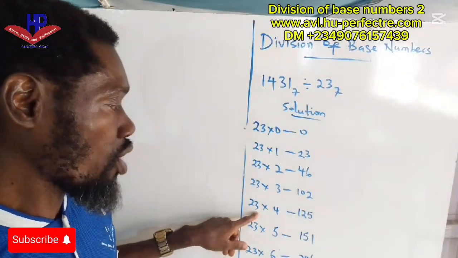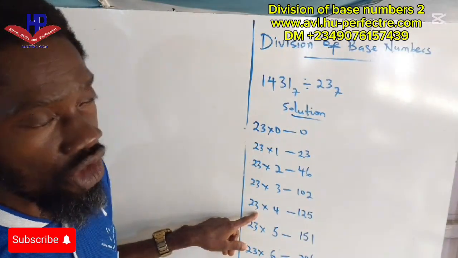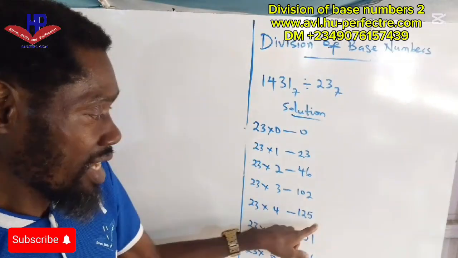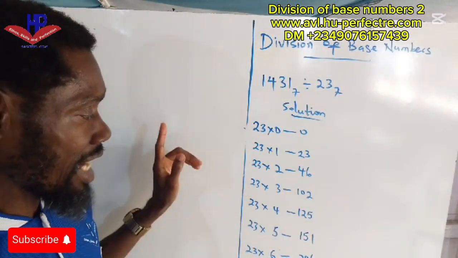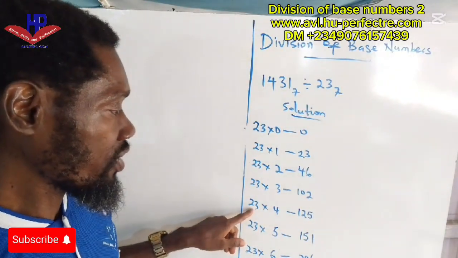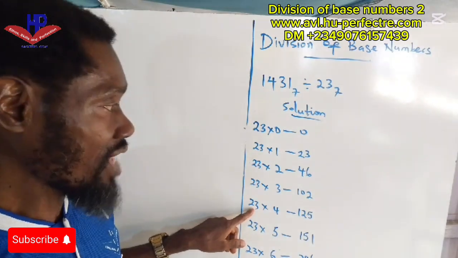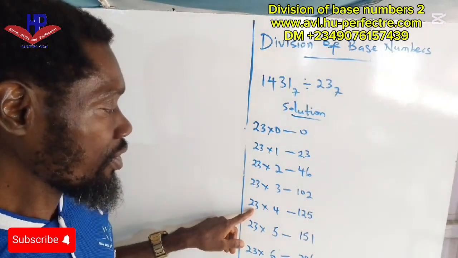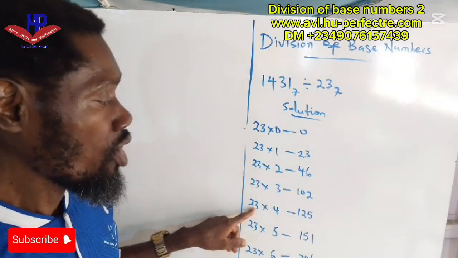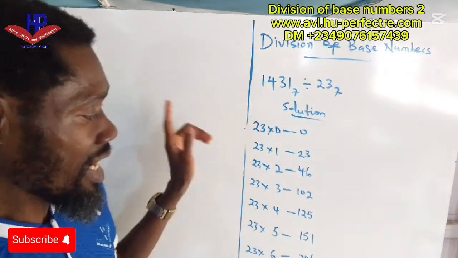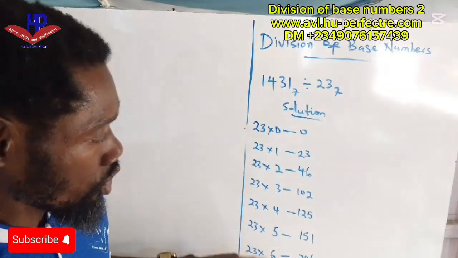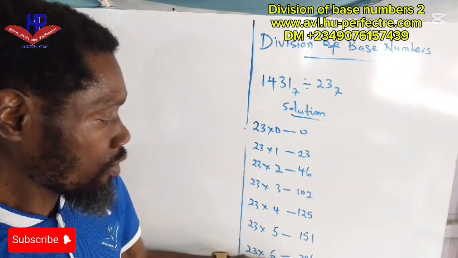The same is done in 23 times 4. 4 times 3 is 12. 12 is not a base 7 number. Divide 12 by 7, you have 1, remainder 5. Write the 5, carry 1 to the other side. 4 times 2 is 8, plus the 1 you carried is 9. 9 is not a base 7 number. Divide 9 by 7, you have 1, remainder 2. Write the 2, carry 1 to the other side and drop the 1. You're going to have 125. This was also done for 151 and 206.